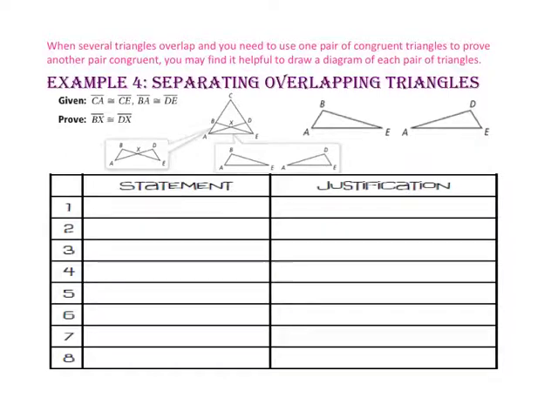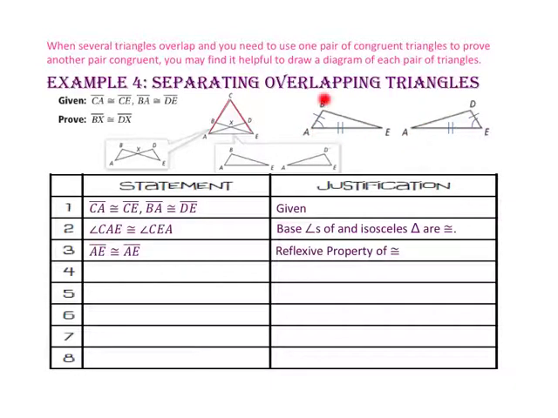Let's start with the given information that side CA is congruent to side CE and side BA is congruent to side DE. Since triangle ACE is an isosceles triangle, we know its base angles, angle CAE and angle CEA, are congruent. Since side AE is in both of these triangles, by the reflexive property of congruence, we know that side AE is congruent to side AE. By side angle side, triangle ABE is congruent to triangle EDA.